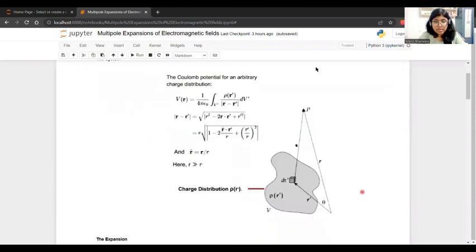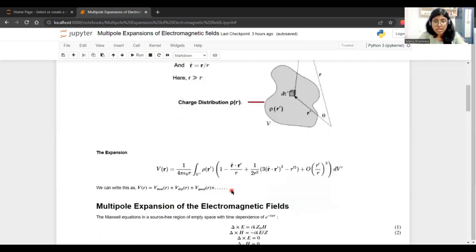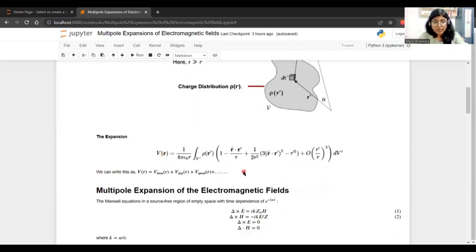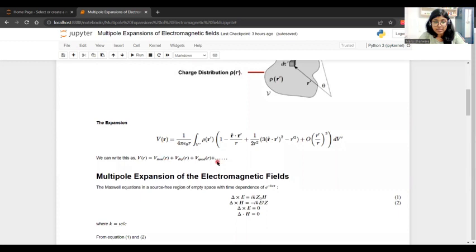This is the system, and here we can see there is a charge distribution, and we can define the fields due to this small region at a distance r. The field at distance r due to an arbitrary charge distribution can be defined by the Coulomb potential, whose equation is this. And for the condition r much greater than r dash, we get the final expansion expression as this, which can also be written as this.